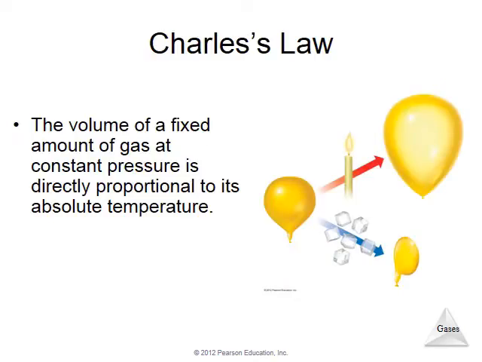Charles' law: the volume of a fixed amount of gas at constant pressure is proportional to absolute temperature. That means as you increase temperature, volume is going to increase. As you decrease temperature, it's going to decrease. And that's what you are seeing in this experiment. When you cool down a gas sample in a balloon, as you can see, the balloon decreases in volume because you're lowering the temperature.